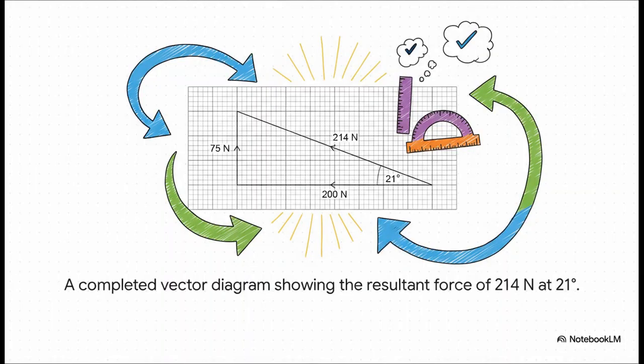And here we have it. This is what a perfect 4-mark diagram looks like. The scale is right, the resultant is in the right place, and both the magnitude, the size of the force, and the angle have been measured and written down.